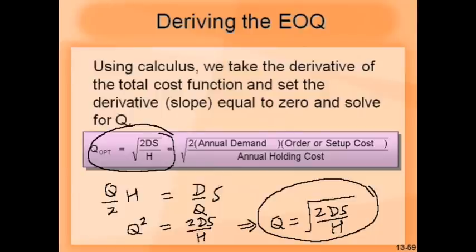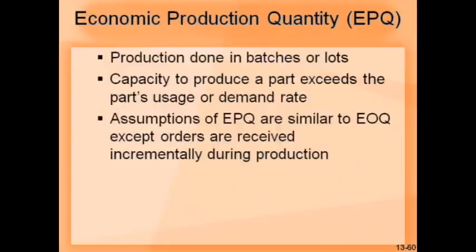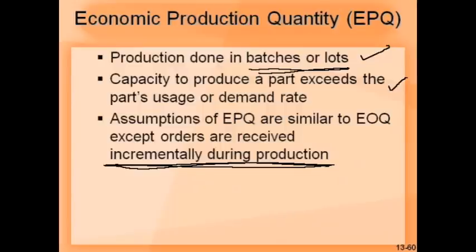Now let's look at the second one, which is economic production quantity. So one thing to remember is that production is done in batches or lots. So it could be lots of 100, 1,000 or 5,000. So capacity to produce a part exceeds the part's usage or demand rate. Assumptions of EPQ are similar to EOQ, except orders are received incrementally during production. So that's the only difference. Otherwise, the assumptions are similar to what we had earlier.